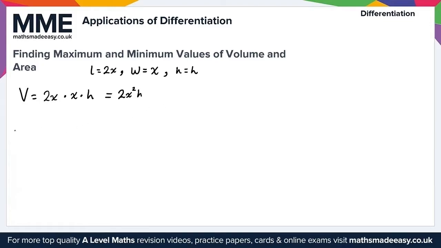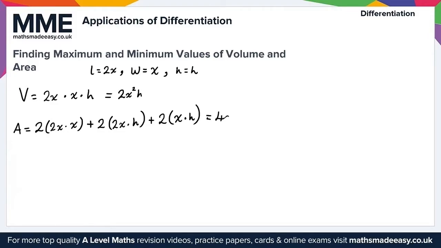And the area, A, would simply be two lots of 2x times x, plus two lots of 2x times h, and finally, two lots of x times h. If we simplify here and collect like terms, what we obtain is 4x squared plus 6xh, and this is equal to 600. That's our constraint, essentially, our limit of 600 centimetres squared of wood to use.